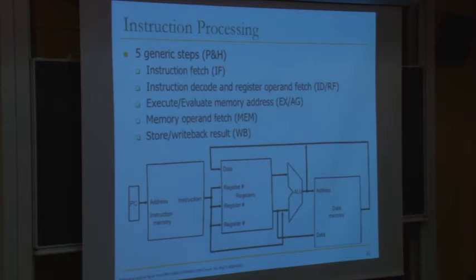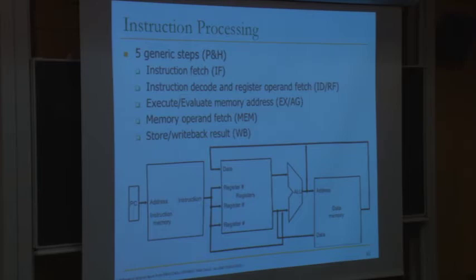You have five generic steps. I reduced that 6 to 5 to fit on the slide. But you can figure out what I actually reduced here. The reason I reduced it is because I'm going to optimize it for MIPS. And in MIPS, register operand fetch and instruction decode actually can be overlapped almost. So we're going to look at instruction fetch, instruction decode, and register operand fetch. Execute and evaluate memory address. Actually, in MIPS, this can be overlapped also relatively easily because the instructions are simple. We're going to do memory operand fetch, and we're going to store and write back the result. And this is our basic data path.